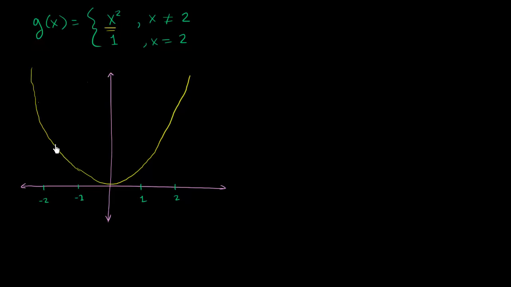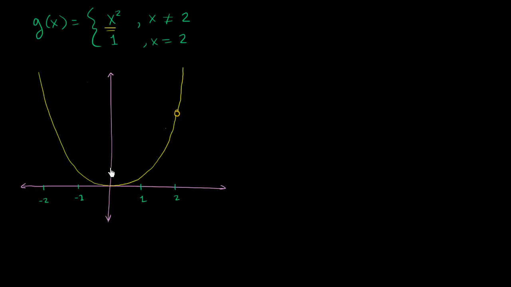I think you know what a parabola looks like. Hopefully, it should be symmetric. Let me redraw it because that's kind of ugly. Okay, that's looking better. There you go. Now this would be the graph of just x squared. But it's not x squared when x is equal to 2. So once again, when x is equal to 2, we should have a little bit of a discontinuity here. So I'll draw a gap right over there, because when x equals 2, the function is equal to 1.